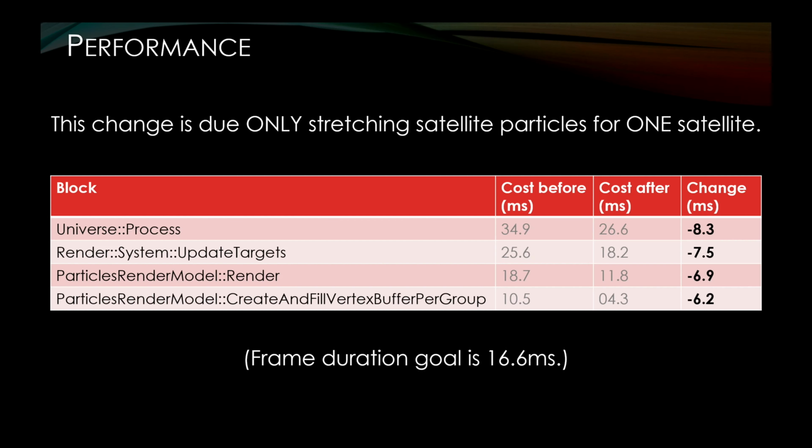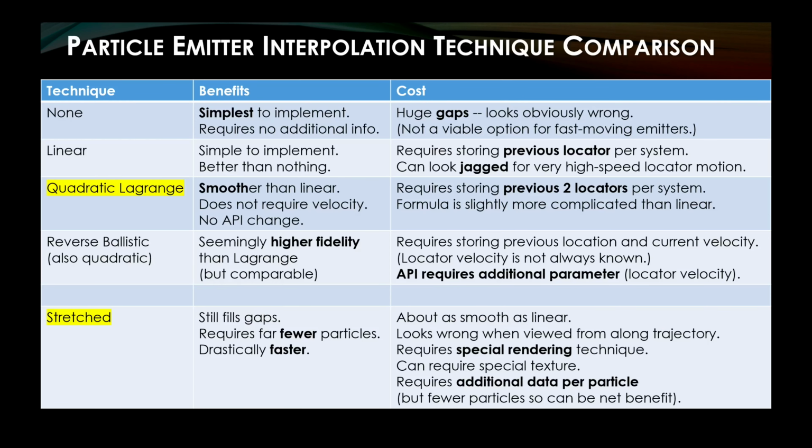Remembering that the budget here for a game that's running at 60 frames a second is that each frame should take around 16.6 milliseconds. And notice that the savings that I got here was around 7 milliseconds a frame for rendering. And if I made this same change for all of the other particles, then you would expect to see something commensurate. So here's a final comparison of all the different techniques.